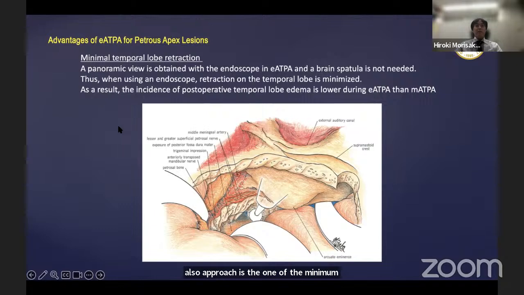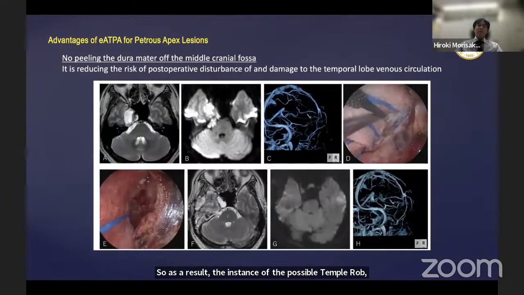So the panoramic view is obtained with endoscopic procedure. So the retraction of the temporal lobe is minimized. So as a result, the incidence of the post-operative temporal lobe edema is lower during the endoscopic procedure than the microscopic procedure. And the second advantage is there is no peeling of the dura mater of the middle cranial fossa. It reduces the risk of the post-operative temporal lobe venous circulation.